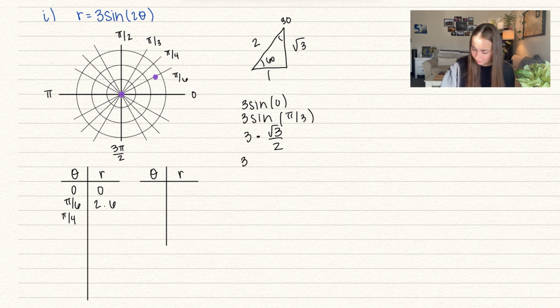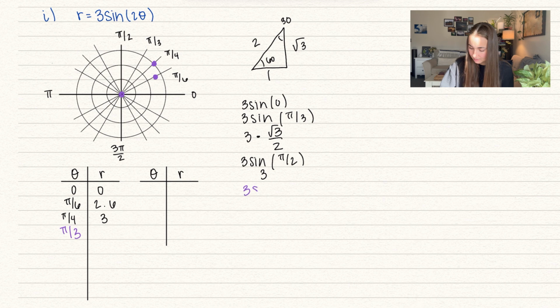So here we get 3 sine of pi over 4 times 2, which is equal to pi over 2. We know that sine of pi over 2 is equal to 1, so here we get 3. So we're going to go to our angle, pi over 4, and extend a radius of 3, which goes all the way out here. Now we're going to do the same thing with pi over 3.